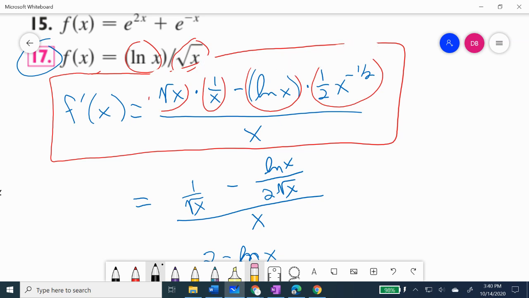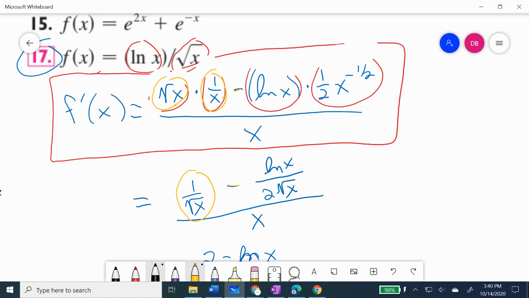So I have root x times 1 over x. And if you want, you can see it as x to the 1/2 times x to the -1. I add the exponents. 1/2 plus -1 gives me -1/2, and I wind up getting root x in the denominator. Then I have minus. My natural log x is hanging out. And then I have 1/2 x to the -1/2 becomes 2 root x in the denominator.